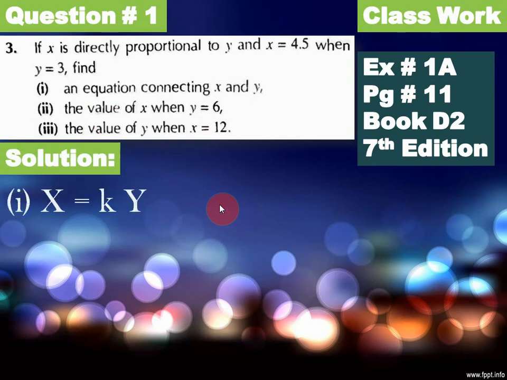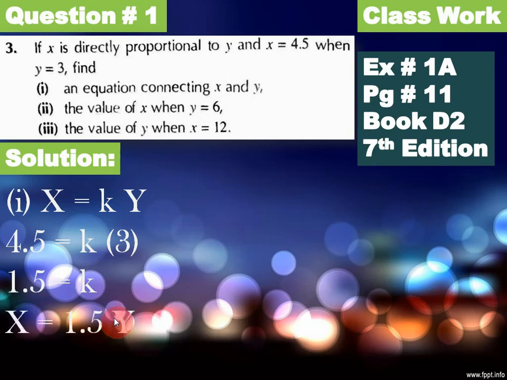So the solution of the first part is x equals k times y. First we have to write the equation. The first variable is x, so we write the variable x on the left side, and the second variable is y. So we write y on the right side, attached to the constant of proportionality k. Next, by substituting the values of x and y, 4.5 and 3, we get k equals 1.5. Now the equation becomes x equals 1.5y. So this is the first part. We write the equation of x and y with the value of k replaced.